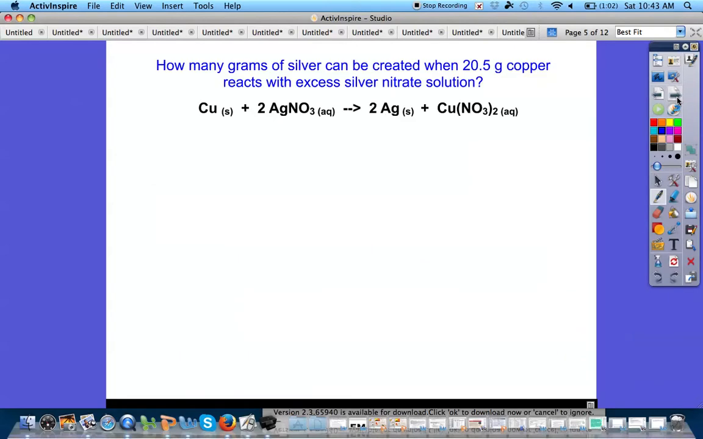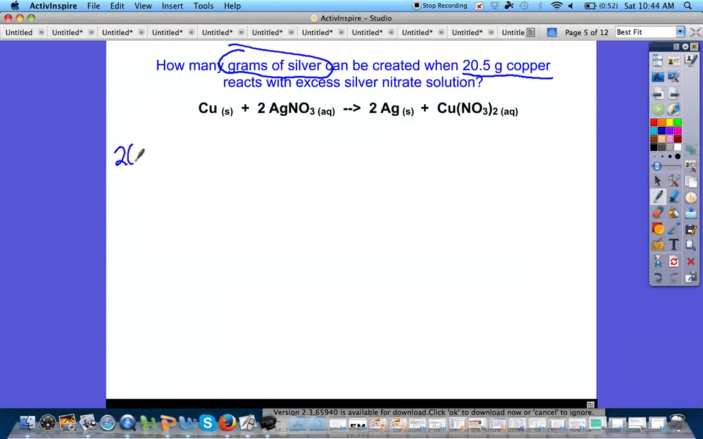So our first question says, how many grams of silver can be created with 20.5 grams of copper when it reacts with an excess silver nitrate solution? So we are given 20.5 grams of copper, and we want to determine the grams of silver that can be produced. So these are just like our normal stoichiometry calculations that we have already been working with in this unit.